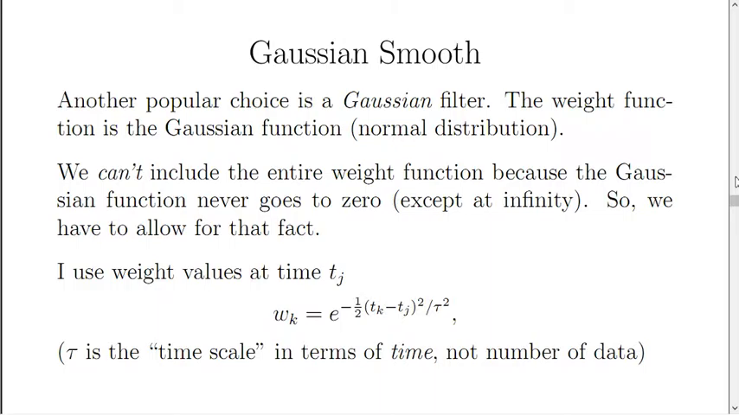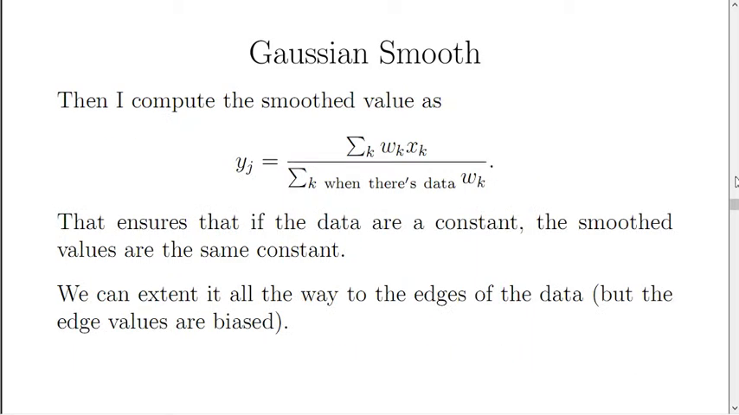What I do is I pick a finite window length and define the Gaussian filter values within that window. Then I use weight values, which are just exponential of the time offset squared divided by the time scale squared. Tau in this equation is the time scale, and it's the time scale in terms of time, not in terms of number of data. Then I compute the smoothed values as the sum of weights times data values divided by the sum of weights for when there's data. That ensures that if the data are constant, the smoothed values will be the same constant.